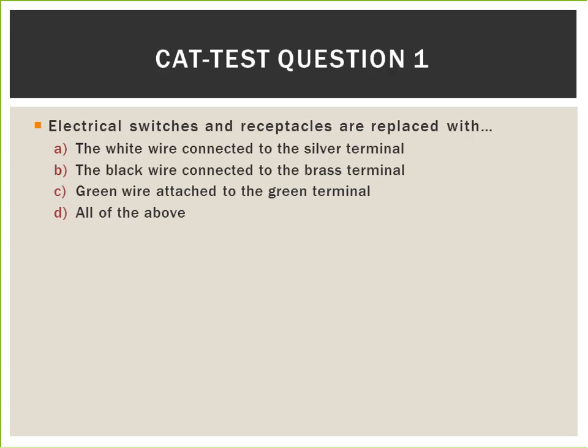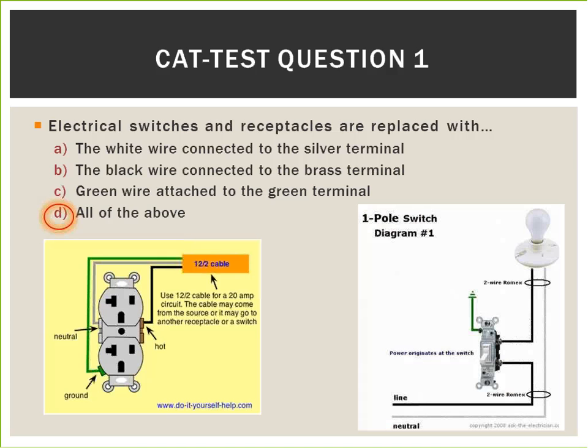CAT test question 1. Electrical switches and receptacles are replaced with A, the white wire connected to the silver terminal, B, the black wire connected to the brass terminal, C, the green wire attached to the green terminal, or D, all of the above. Answer D is the best answer here, because answers A, B, and C are all correct.